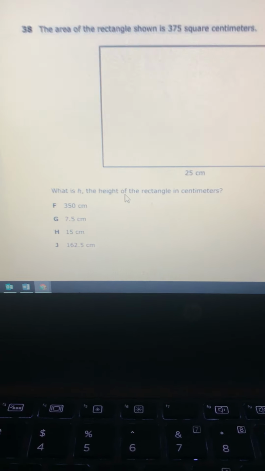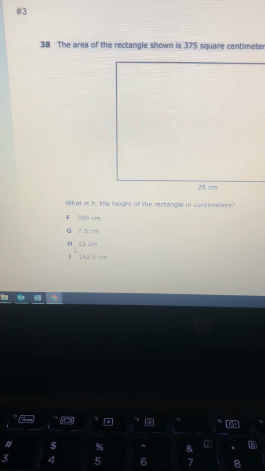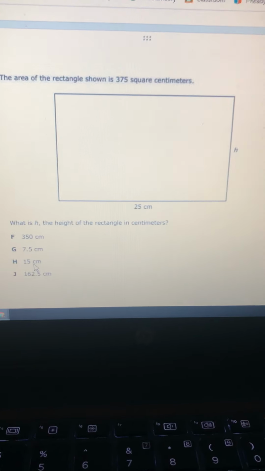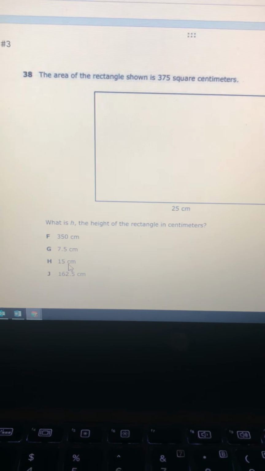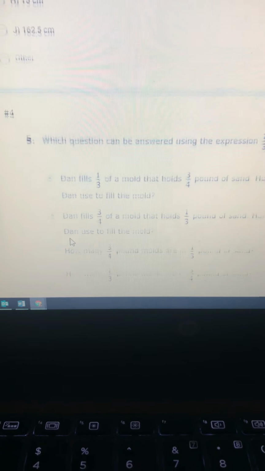I'm not going to do that math, okay? So I think the answer is H, but you have to work it out to see if it's H yourself, okay? All right, number 4.